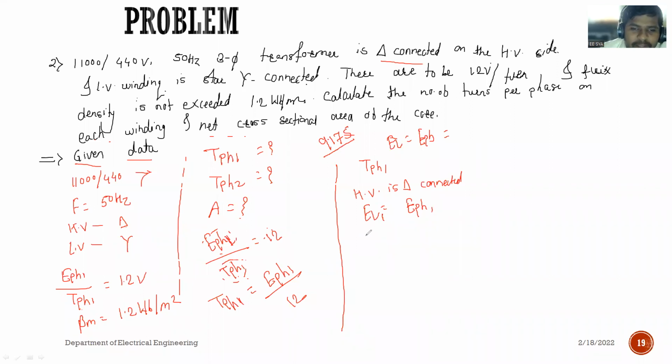So similarly, EPH1 is also 11,000. EPH1 is equal to 11,000. So put this value and calculate the value of TPH1, that is 11,000 divided by 12. You will get the direct value of TPH1. How much do you get?